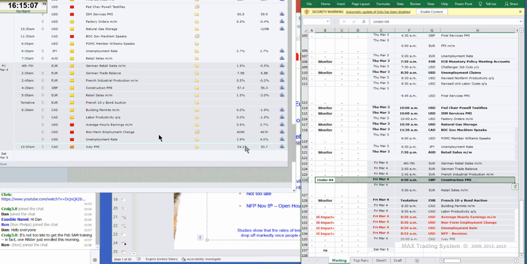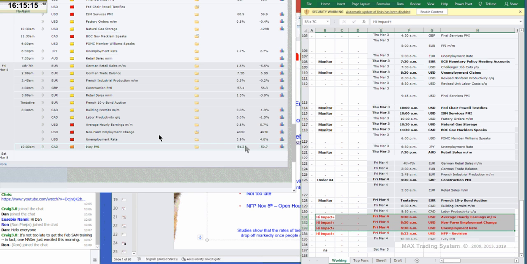The Euro-French 10-year bond auction to monitor. Yep. And then we will have the non-farm payroll, so for the US dollar, with the average hourly earnings, non-farm employment change, and the unemployment rate. Okay. And 2 minutes after that is the revision for last month comes out as well.